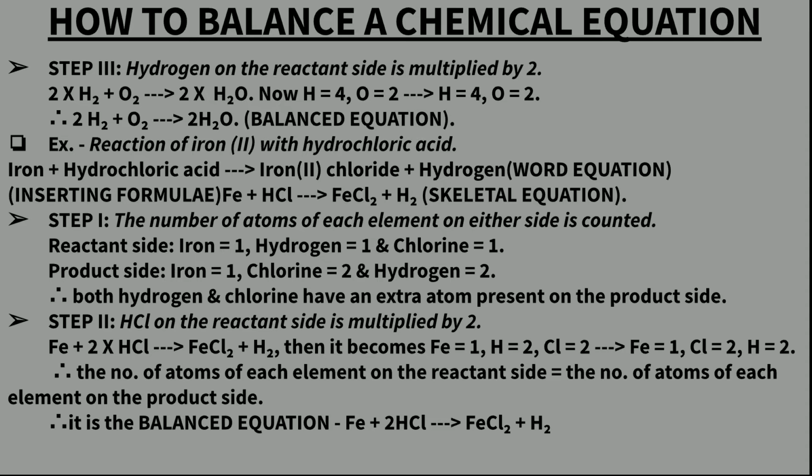After this multiplication, we will see that Fe plus 2 HCl will give us FeCl2 plus H2. After counting, Fe is equal to 1, H is equal to 2, and Cl is equal to 2 on the reactant side, and on the product side Fe is equal to 1, Cl is equal to 2, and H is equal to 2. That means the number of atoms on each side, reactant and product, are equal. Therefore it's a balanced equation. So the final equation will be Fe plus 2HCl will give us FeCl2 plus H2.